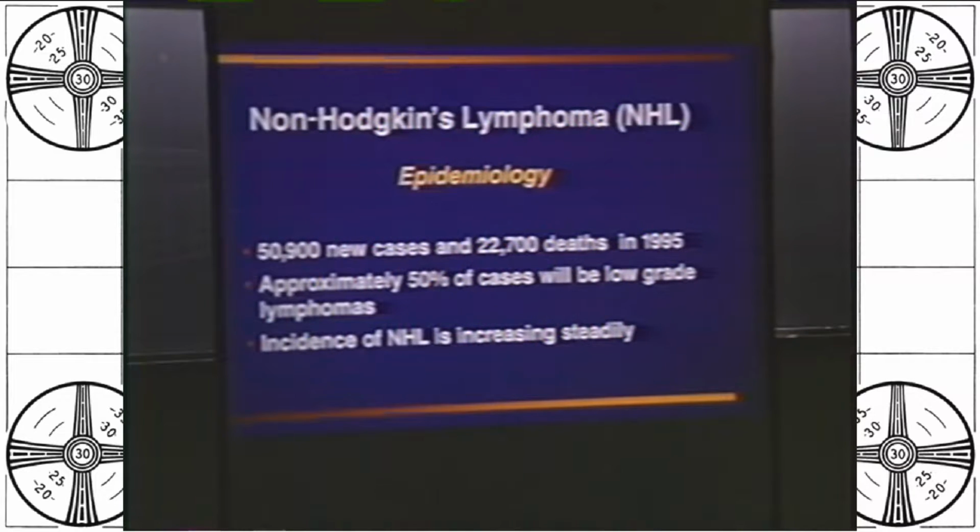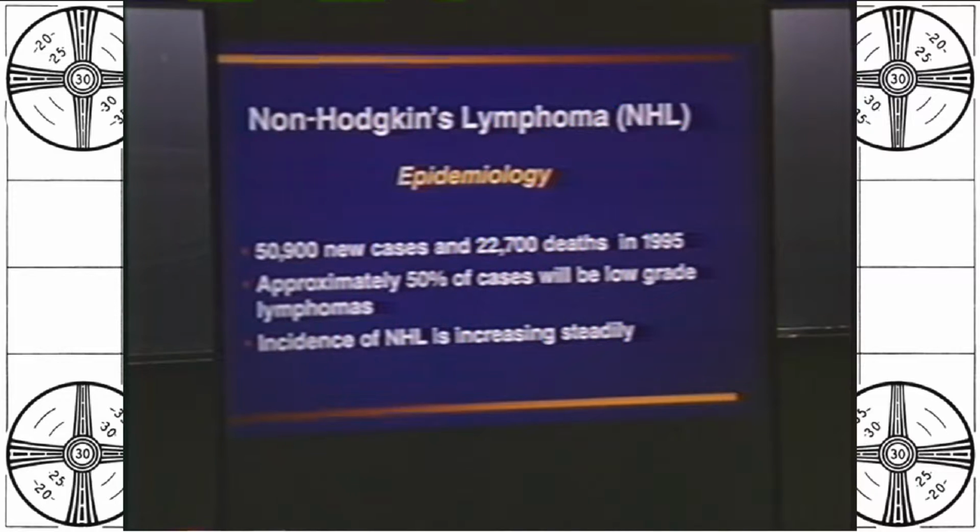And why bother with non-Hodgkin's lymphoma, you might ask? I mean, it's really not a common disease. It's not. There are about 50,000 new cases and 20,000 deaths. There were in 1995. That was the projection. So compared to breast cancer or lung cancer, this is not that common.